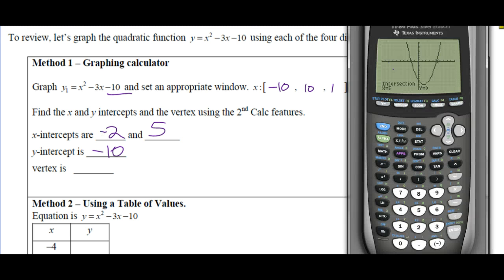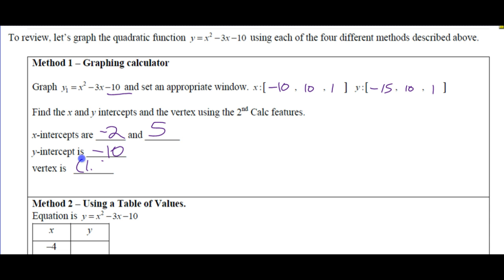And the vertex is, so we go second calc. It's a minimum because it opens up. So I'm just going to scroll around. I need left boundary, so I just go to the left of the vertex, hit enter, right boundary, hit enter, and then a guess. Just move close. And we're going to call this 1.5, right? And then negative 12.25. So 1.5, negative 12.25.